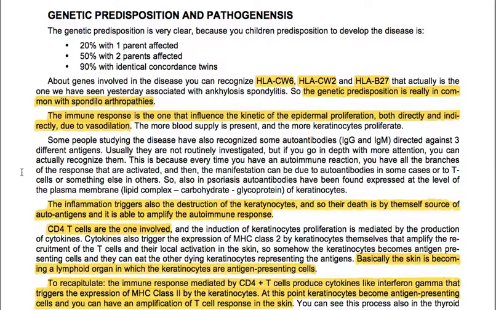This is because every time you have an autoimmune reaction, you have all the branches of the response that are activated. And then the manifestation can be due to autoantibodies in some cases, or to T cells or something else in others. So also in psoriasis, autoantibodies have been found expressed at the level of the plasma membrane of keratinocytes. The inflammation triggers also the destruction of the keratinocytes and their death, and so their death is by itself a source of autoantigens and is able to amplify the autoimmune response.